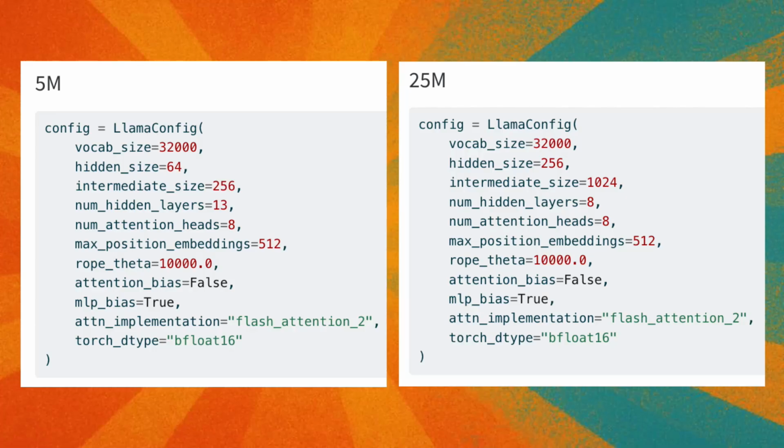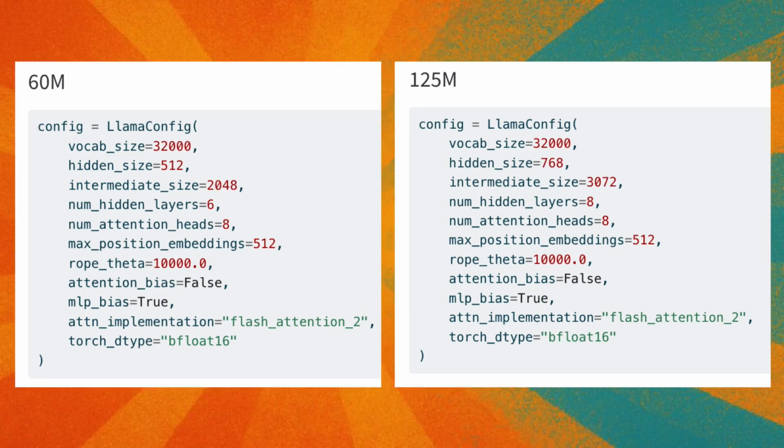The 4 models that I have are using these configurations. The 5 million parameter model has a hidden size of 64 and 13 layers. The 25 million parameter model has a hidden size of 256 and 8 hidden layers. The 60 million has 512 and 6, and the 125 million parameter model has 768 hidden size and 8 layers.